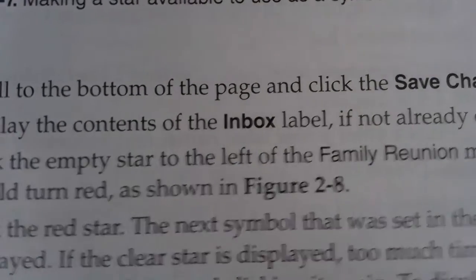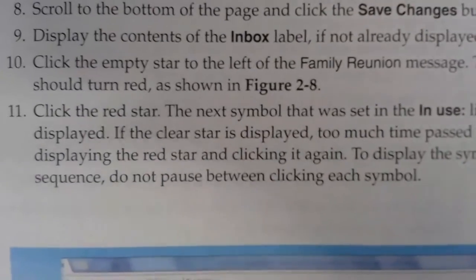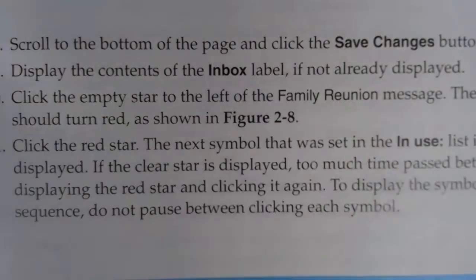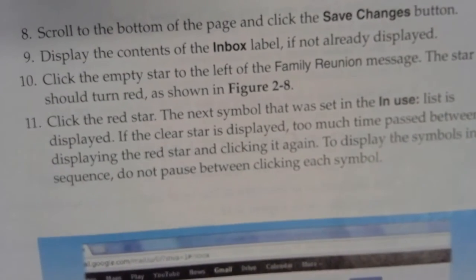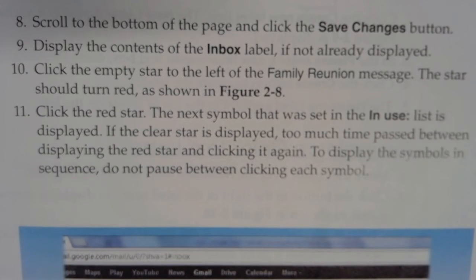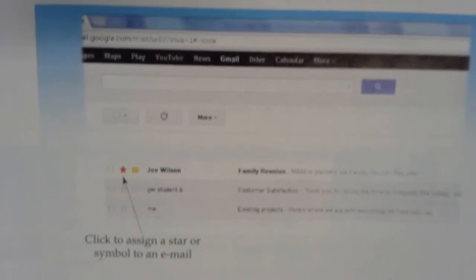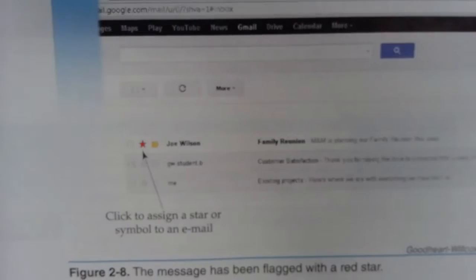Now I want to zoom back out so you can read the instructions. Let's see if I can make this a little bit bigger. There we go. Scroll to the bottom of the page and click the Save Changes button, and then display the contents of the box label if not already displayed. So again, this is what it'll look like.